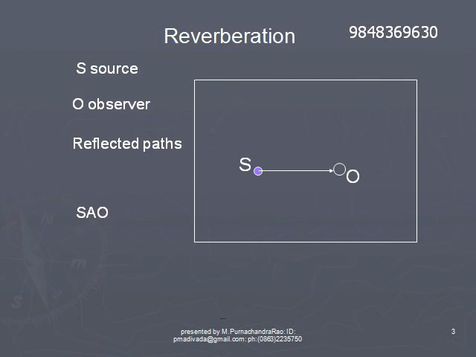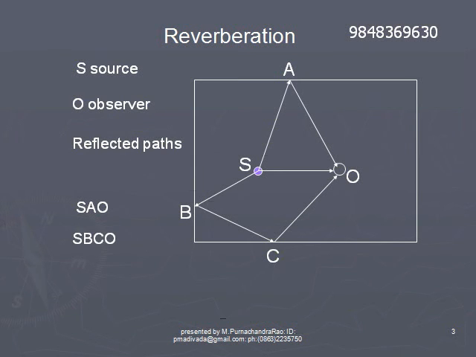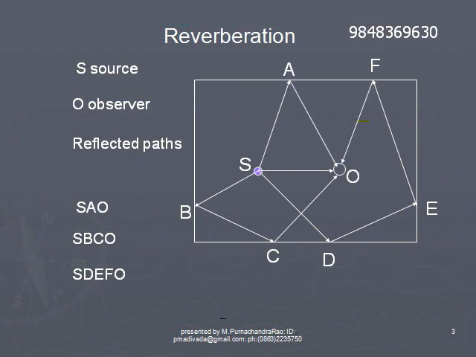It can also reach the observer along the path SAO. Here, the sound undergoes one reflection at A. It may pass to O after two reflections by traveling along the path SBCO. Along the path SBCO, it undergoes two reflections. Along the path SDEFO, it undergoes three reflections. Like this, it undergoes several reflections and reaches the observer.